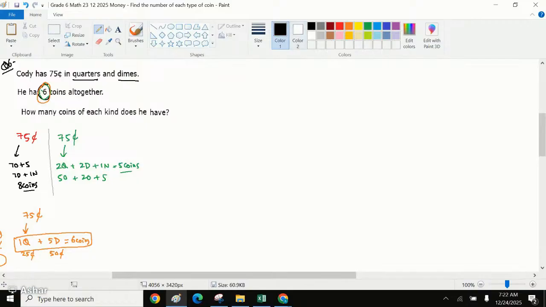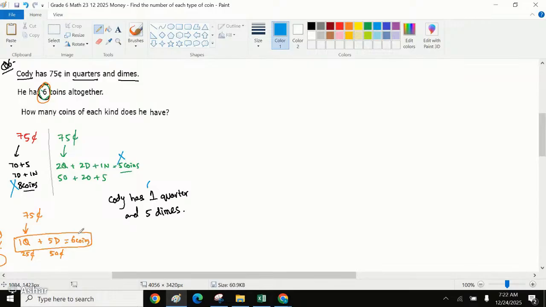So what we can say is Cody has 1 quarter, right? And 5 dimes in change. Okay, so we are just looking at the options over here. What are the possible options? This is not possible. This was not possible, right?